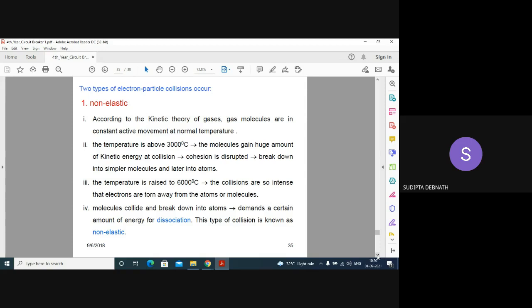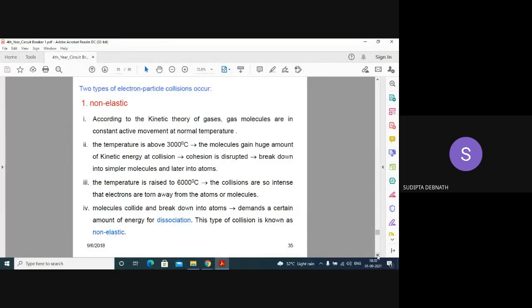Non-elastic means, according to the kinetic theory of gases, gas molecules are in constant active movement at normal temperature. They are constantly vibrating. The temperature is above 3000 degrees Celsius. You can understand, the molecules gain a huge amount of kinetic energy at collision. Cohesion is disrupted, their bonding is disrupted, breaking down into simpler molecules and later into atoms. So complete disruption of the bonding occurs in non-elastic.